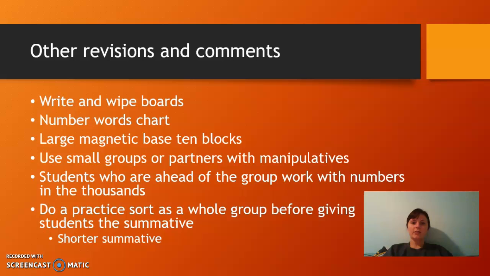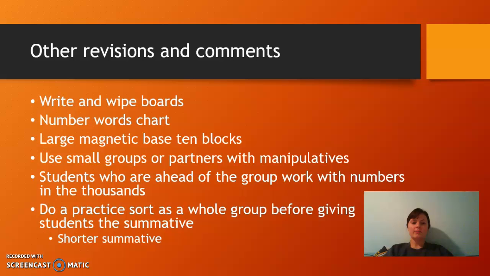Finally, some other revisions. My write and wipe boards, we used them the first day, and then some dry erase markers did not erase, and so that's when I changed it to regular personal whiteboards. Also, I would create a number words chart because not all students know how to spell every number word, and I think it's important that they know how to read these and write them.